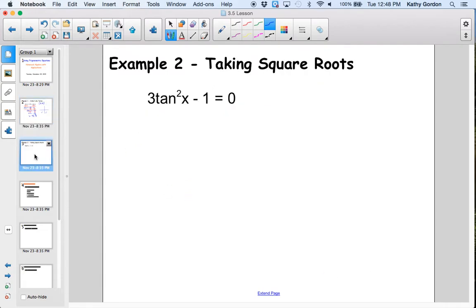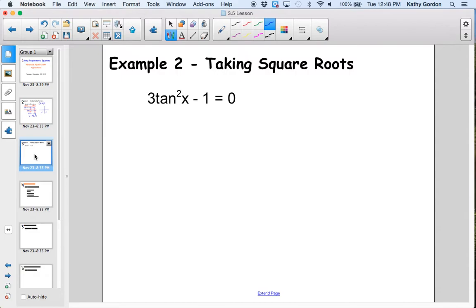All right, example number 2. Taking square roots. So as we've seen, it's not uncommon for our trig functions to be squared. So that can happen in our equations as well.